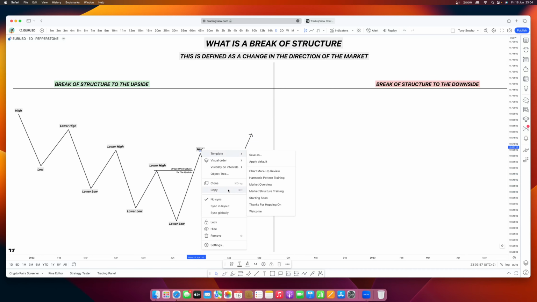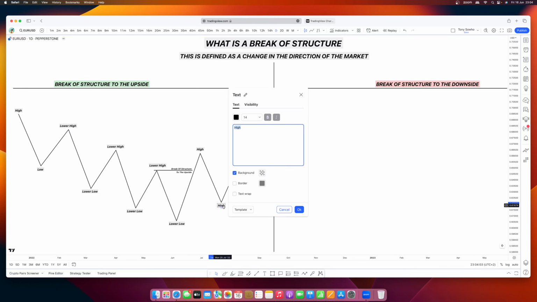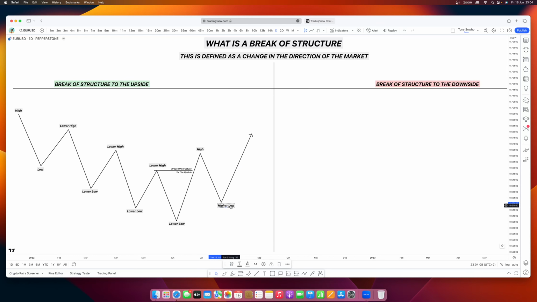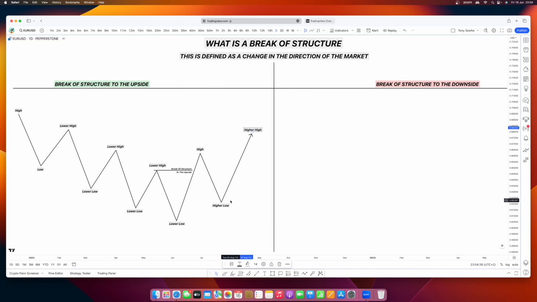So we have the high, and now we're going to have this as what now? This is going to be the higher low. See now? It's changed. And then we have this as the new higher high up here. So now this is a break of structure to the upside. Definitely. So this is it. Price has broken structure to the upside. Very clear.